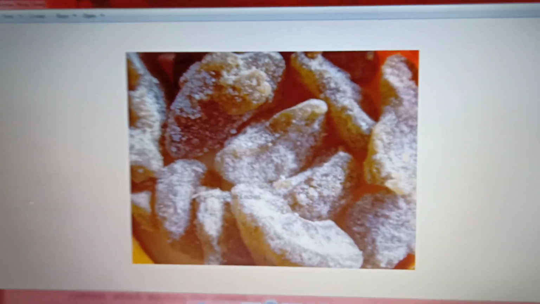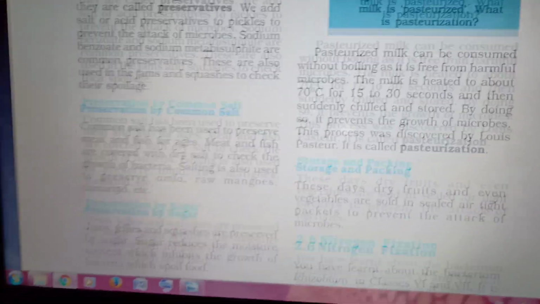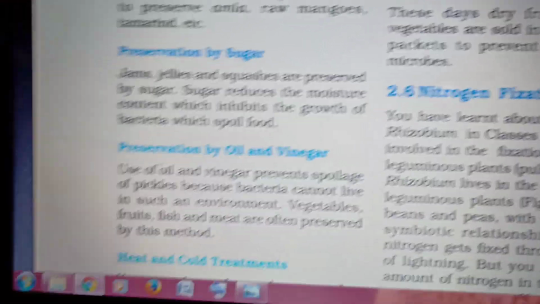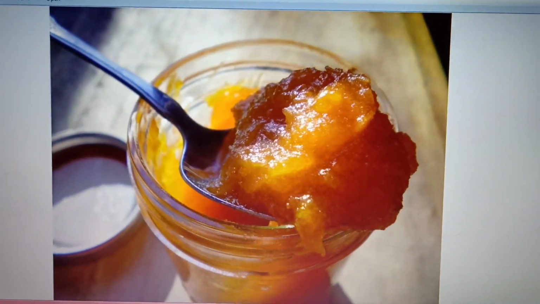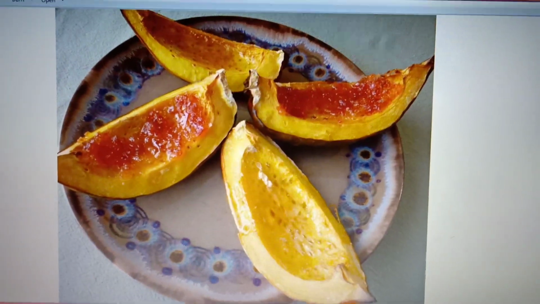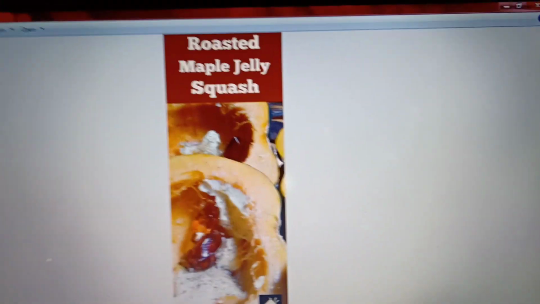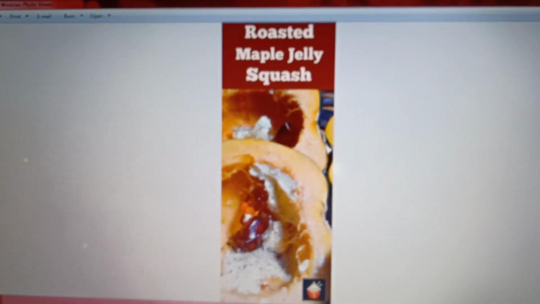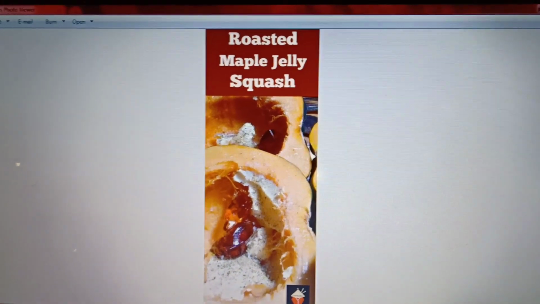Then we'll see preservation by sugar. Jams, jellies and squashes are preserved by sugar. It reduces the moisture content, which stops the growth of microorganisms that spoil the food. You can see the picture of a kind of jam here, and squash, roasted maple jelly squash. Maple is a tree which produces a very sweet liquid which is edible. It is used to make jellies, jam and the like.